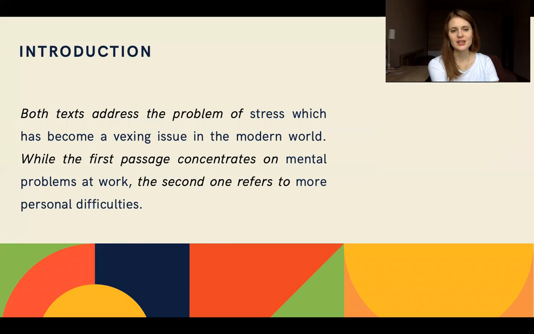Okay, so you see that here she briefly mentions what the two texts are about. She says what topic she's going to explore, and this gives the reader the idea of what he or she is going to read about. You see, she uses phrases like both texts address the problem of and states the problem. Then she says what each passage is about. So the first passage concentrates on mental problems at work, and the second one refers to more personal difficulties. So this is it, and no more is required here. That's enough.